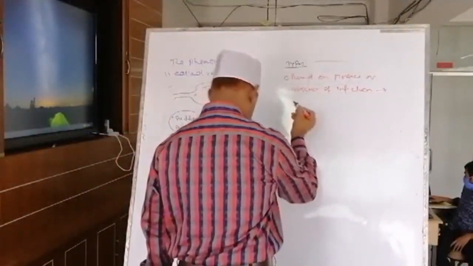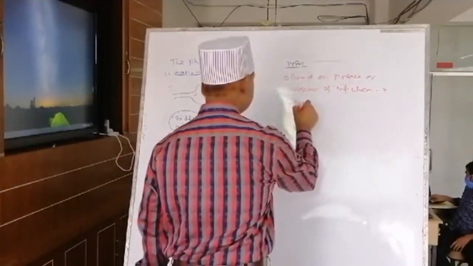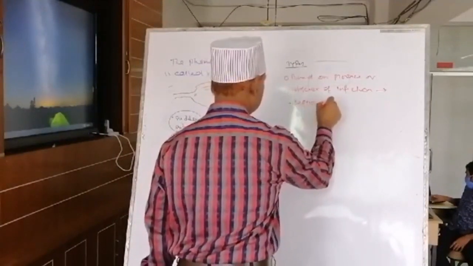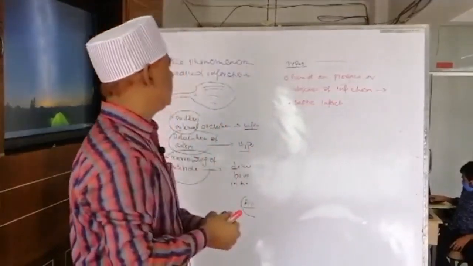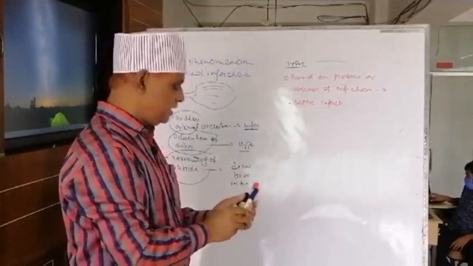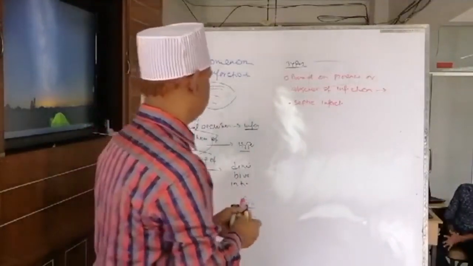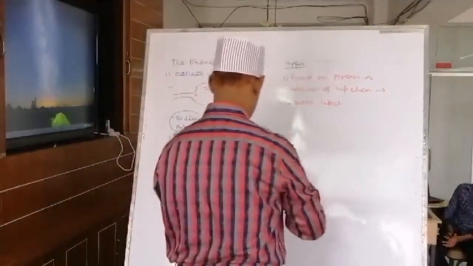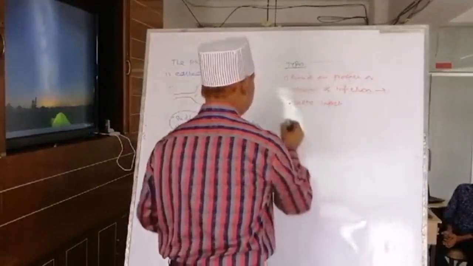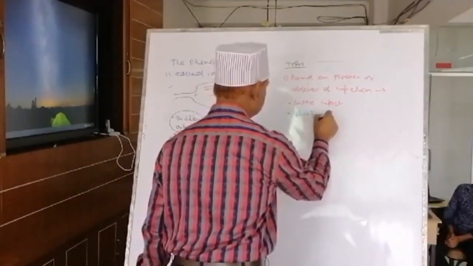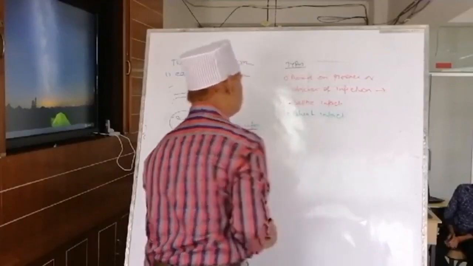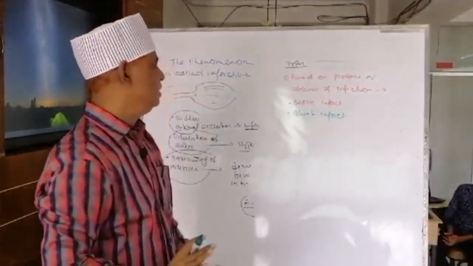One is septic infarct. Infarct where there is presence of infection is called septic infarct. Another is bland infarct, meaning the infarct where there is no infection.